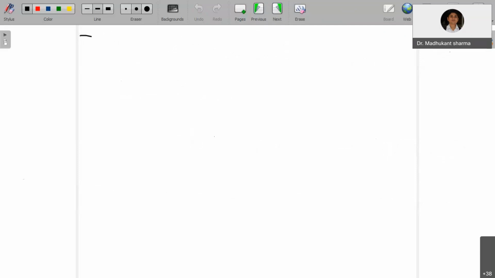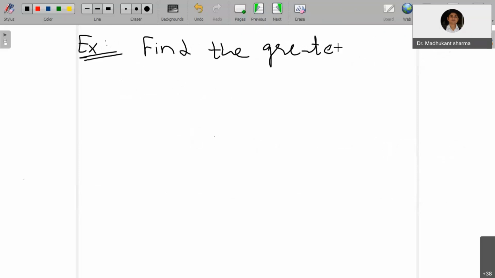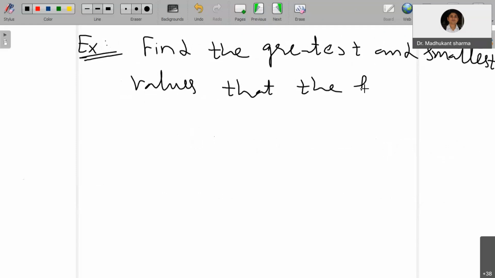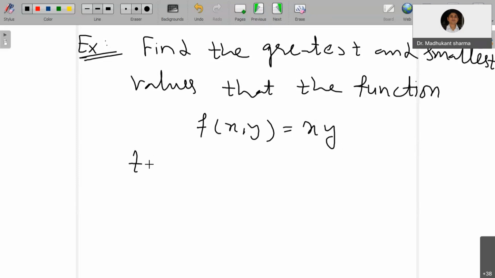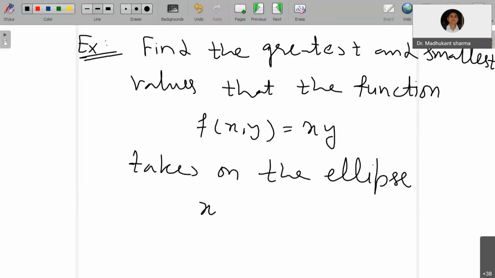Let's see this example. Find the greatest and smallest values that the function f of x, y equals x into y takes on the ellipse x square by 8 plus y square by 2 equals to 1.